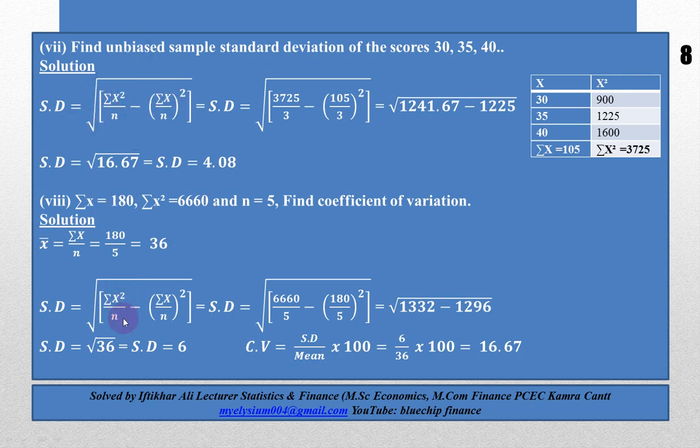So sum of x square over n, minus sum of x over n whole square, whole under root. The sum of x square is 6660, n is equal to 5, sum of x equals 180 and n is 5, and after the calculation standard deviation is 6, and mean is equal to 36 here, because mean is equal to sum of x over n. So after putting the values into this formula, coefficient of variation will be 16.67.